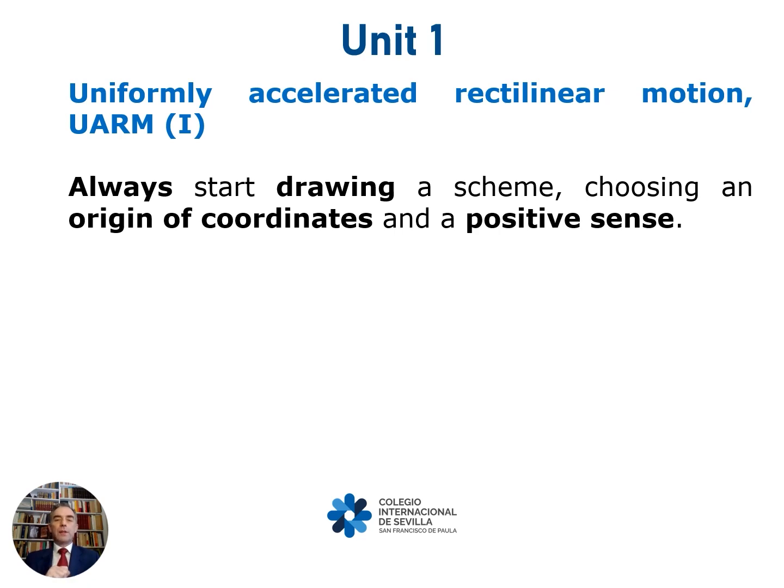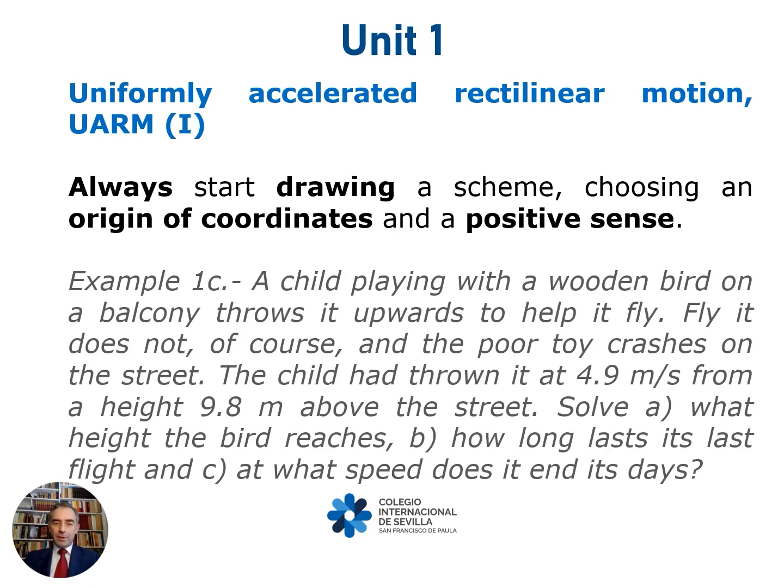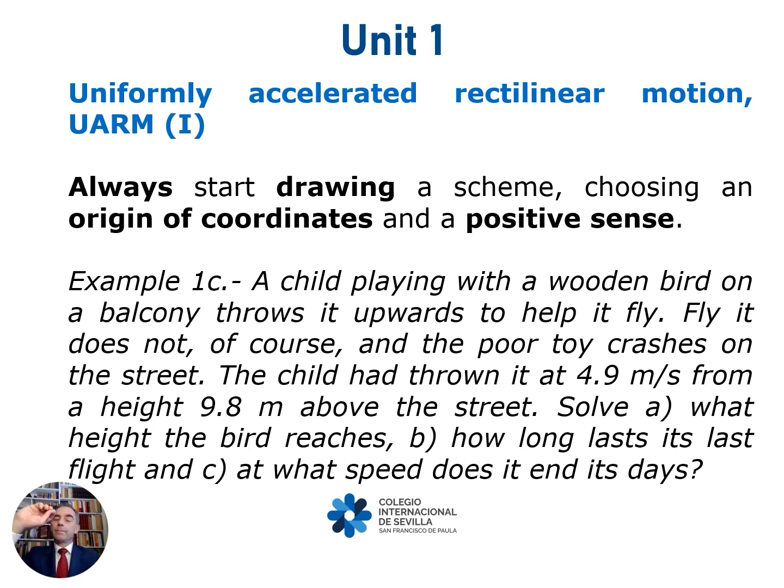In order to illustrate that, we're going to solve the following problem. A child playing with a wooden bird on a balcony throws it upwards to help it fly. Flight does not, of course, and the poor toy crashes on the street. The child had thrown it at 4.9 meters per second from a height of 9.8 meters above the street. Solve A. What height the bird reaches. B. How long lasts the whole flight. And C. At what speed does it end its days?